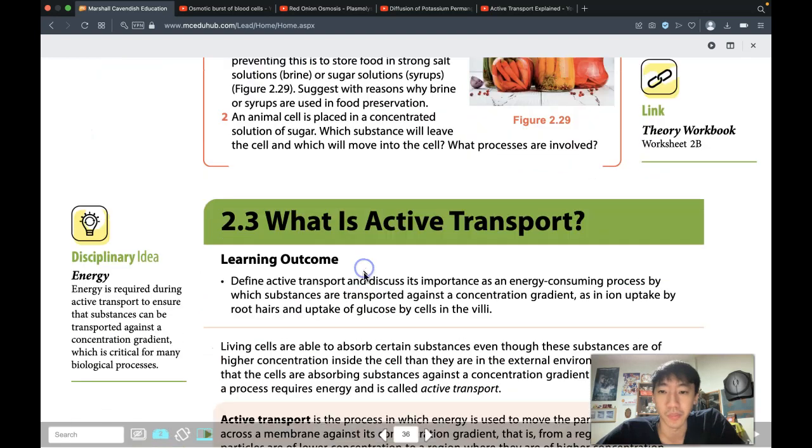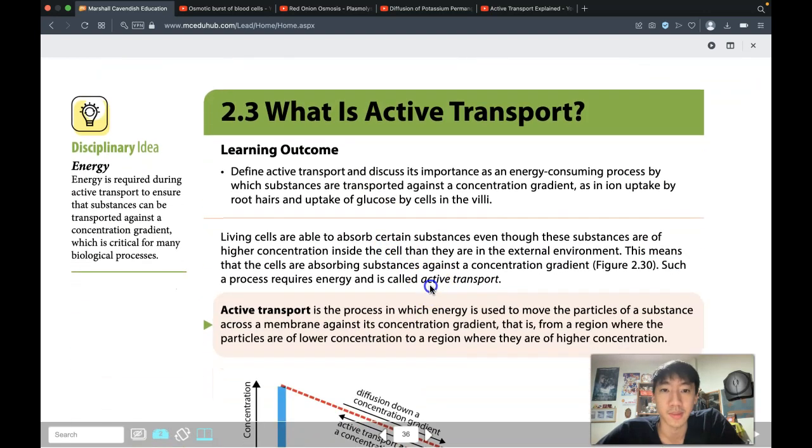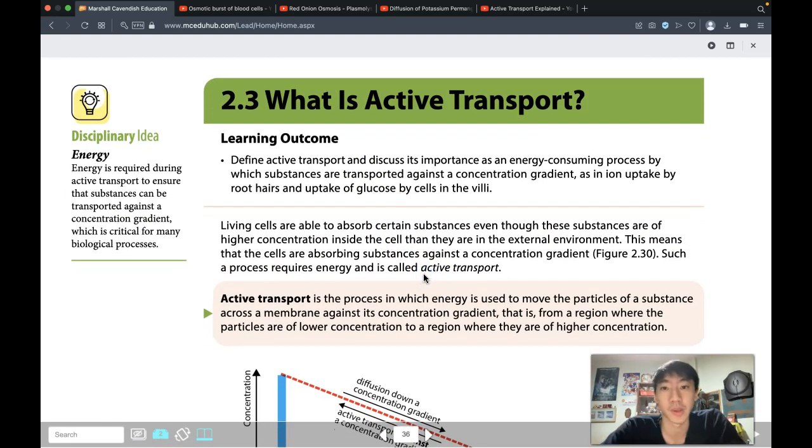So let's talk about the last thing. This one will be a bit shorter. What is active transport? We talked about diffusion and osmosis. These two processes don't need energy. They just happen naturally, and because they happen down the concentration gradient or down the water potential gradient, it just happens by itself. Active transport is a bit different.